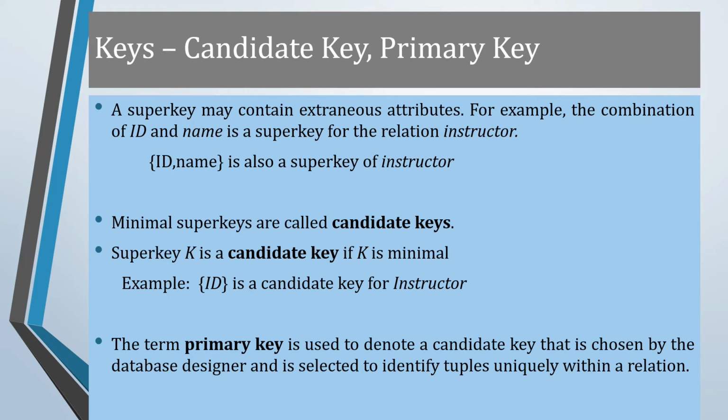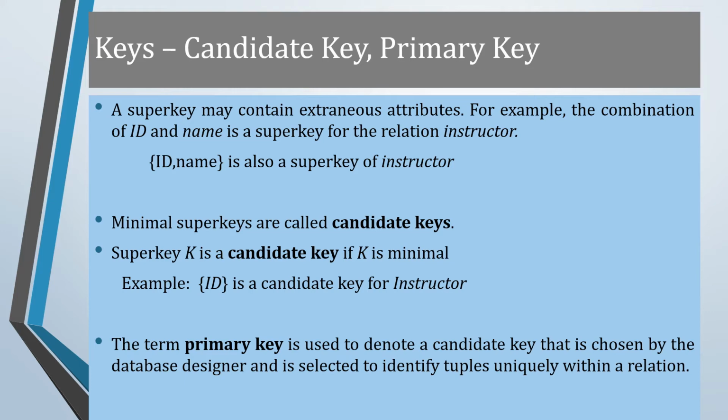The term primary key is used to denote a candidate key that is chosen by the database designer and is selected to identify the tuples uniquely within a relation. In some cases, we'll be having many candidate keys. So among the candidate keys, one of them will be chosen by the database designer and it is termed as primary key. So with the help of this primary key, we can identify the tuples uniquely within a relation.